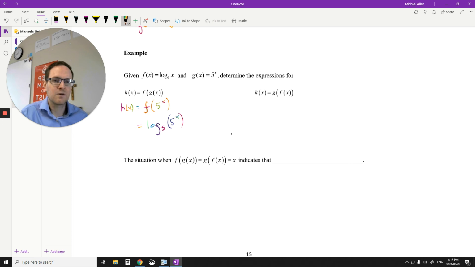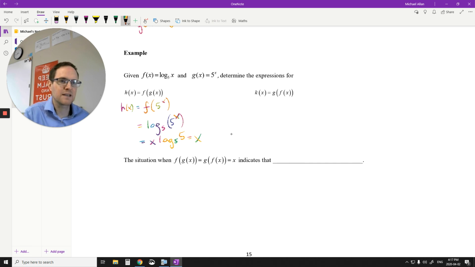x here. What I'm going to do is use my log law. This exponent here is going to drop down in front, and I'm going to get log base 5 of 5. And remember your rules: log base 5 of 5 is 1. So I end up with just an x that pops out. Okay, so I got an x out.